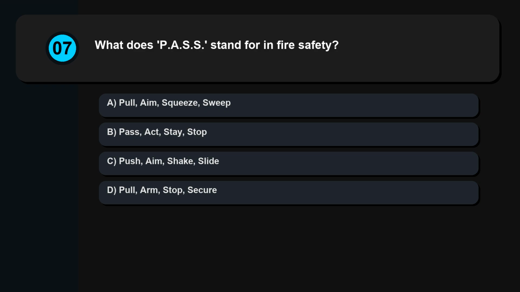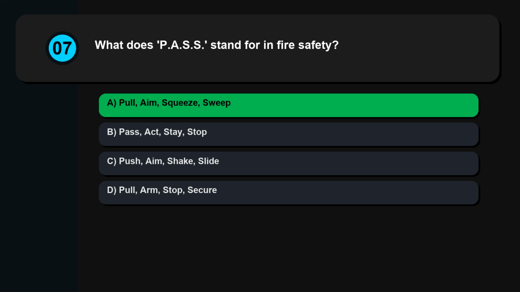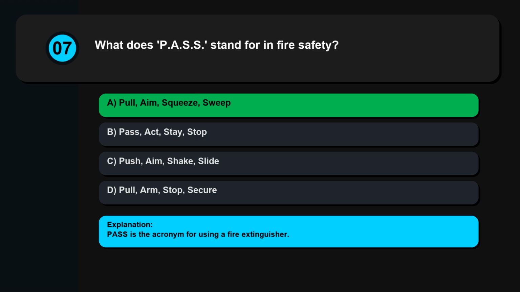Question 7. What does PASS stand for in fire safety? Pull, aim, squeeze, sweep, and other options. PASS is the acronym for using a fire extinguisher.